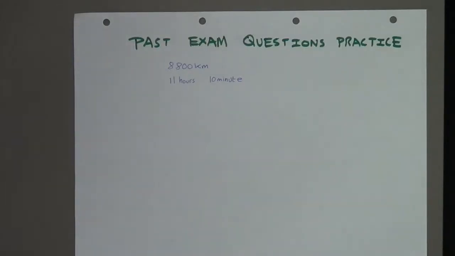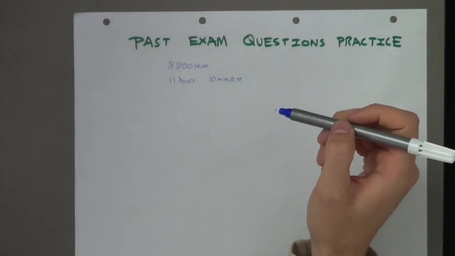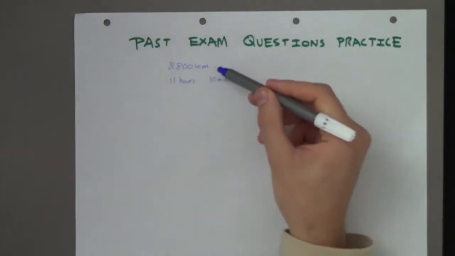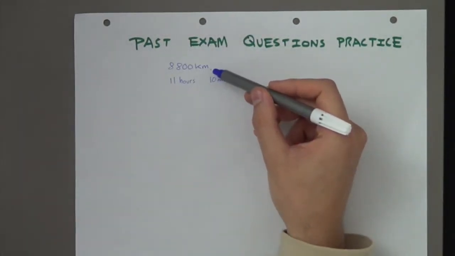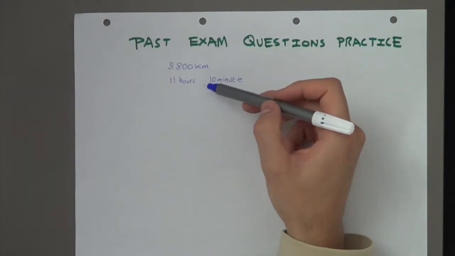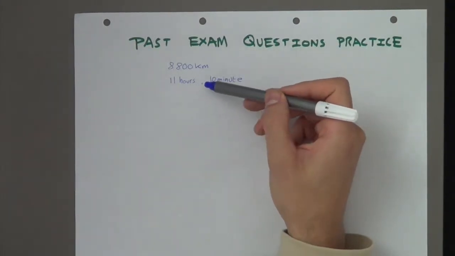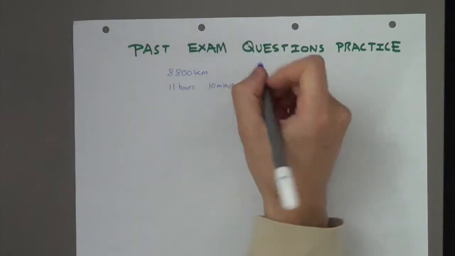So these questions will cover a variety of topics. So let's do the first one. Mr. Chan flies from London to Los Angeles, a distance of 8,800 kilometers, and the flight takes 11 hours and 10 minutes. Okay?